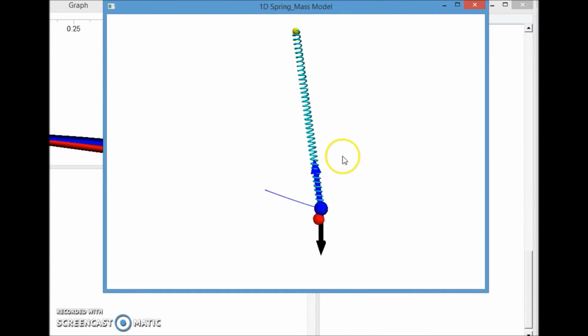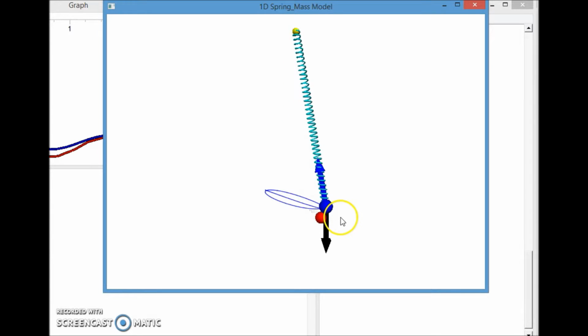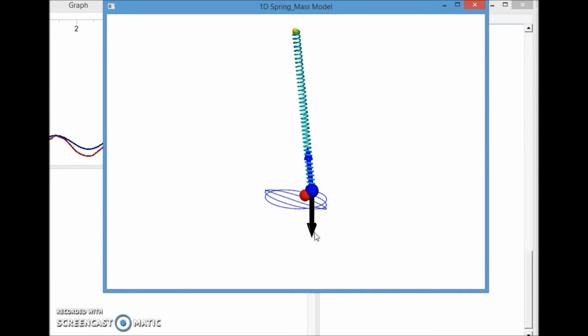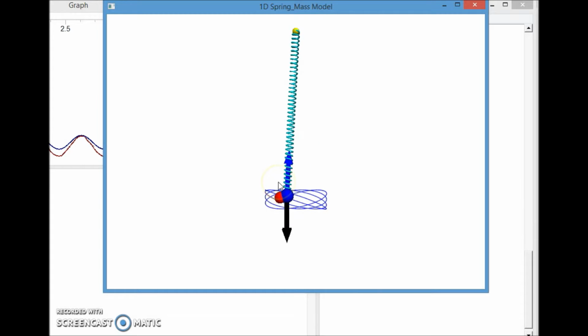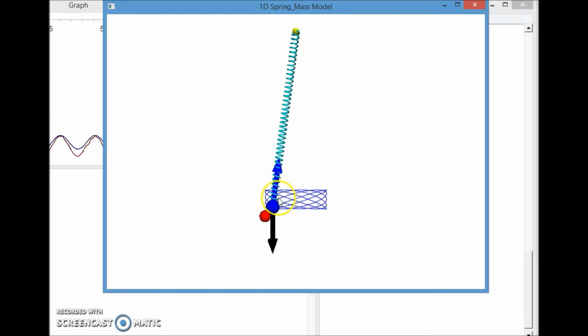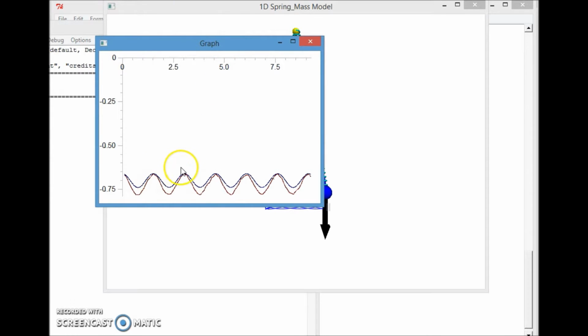As you can see, the red ball is the position data from Tracker and the blue ball is the predicted model from my code. You can see they are very similar in pattern, but not an exact match. That is due to roundoff error, and it is hard to pick the exact point with my point of mass, so this is where my errors may have come from. The blue arrow is the spring force, and the black arrow is the gravitational force. And the graph also shows how the blue line, which is my predicted model, very similarly matches the red line.